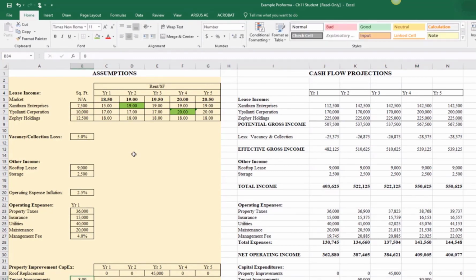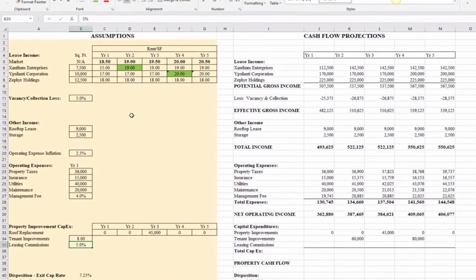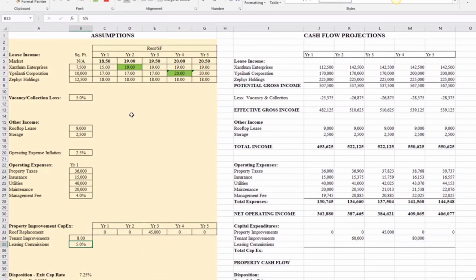Now again, that's going to change if I change this input. That reflects in my cash flow numbers. So that's always a good thing in the spreadsheet, where you can change assumptions and it reflects in the results or the output of your spreadsheet.